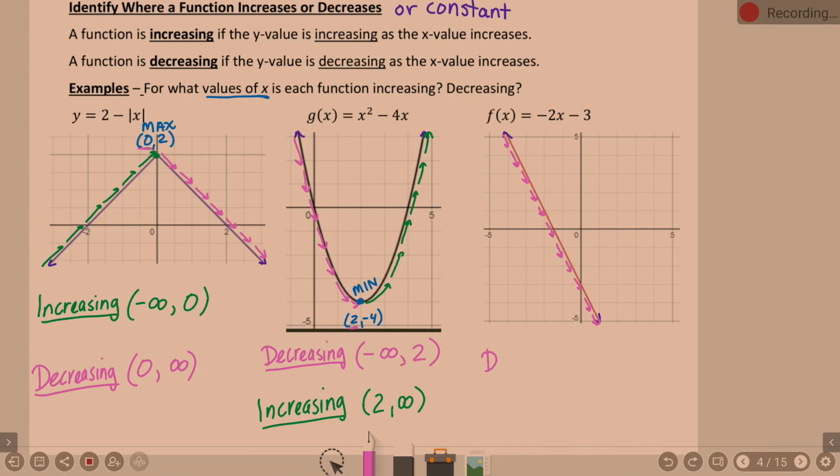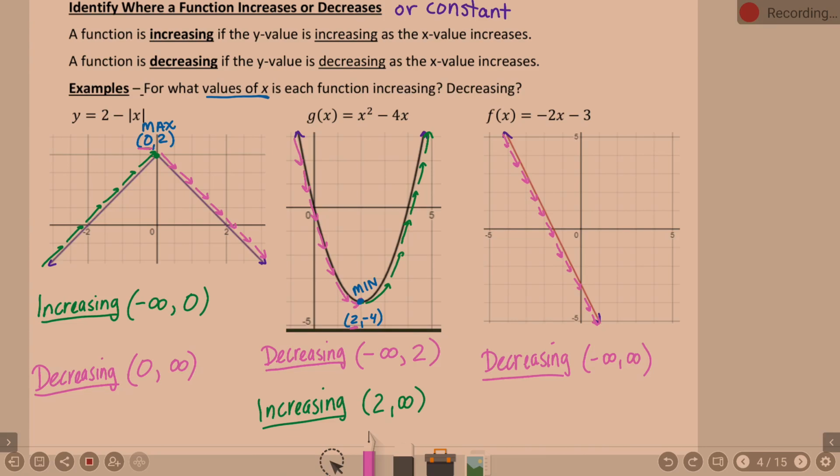This is interval notation again, right? We are decreasing from negative infinity to positive infinity. So, when someone asks, when are you increasing? You're not. When are you constant? You're not. You are decreasing the whole time.